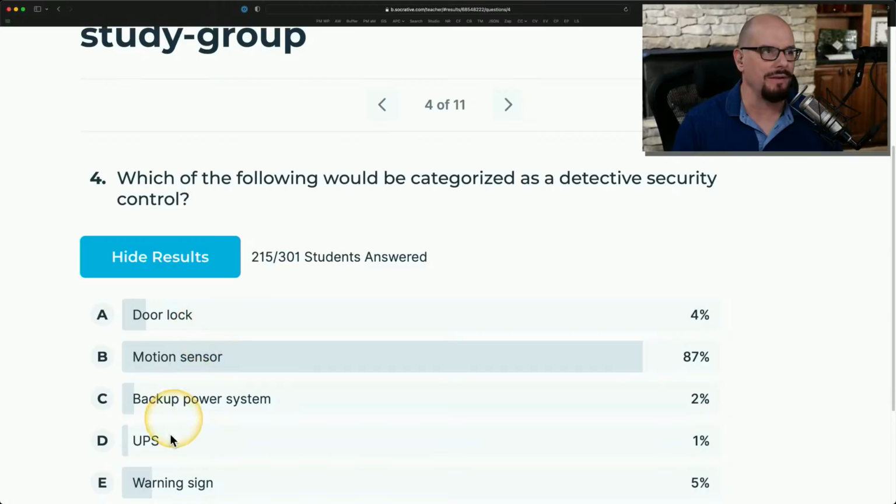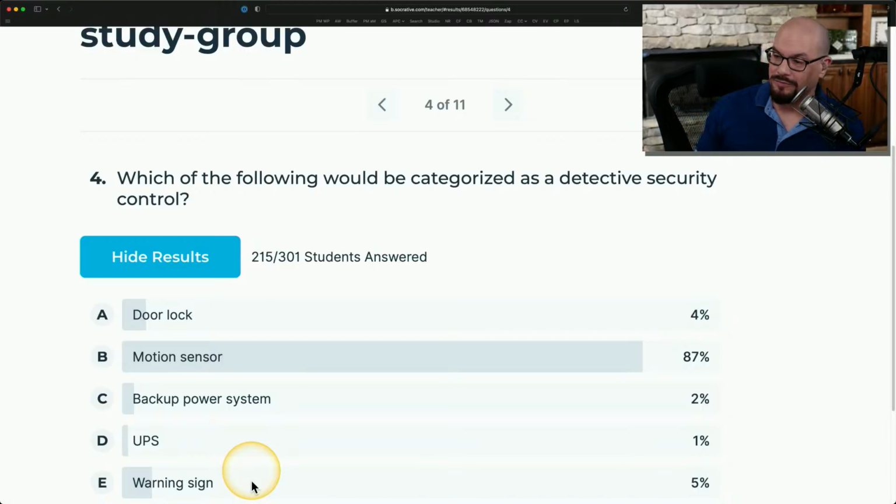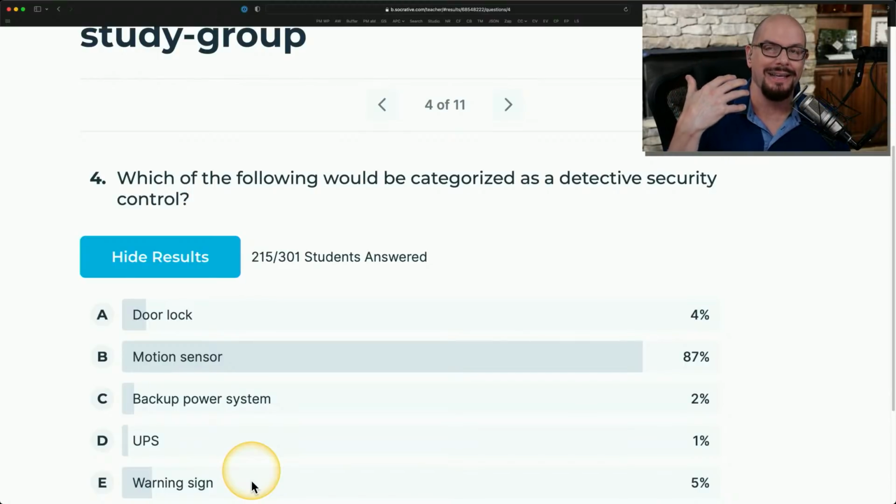And then lastly, we have a warning sign. Don't do this. I'm warning you. Does that detect anything from happening? No, it doesn't. Does it prevent someone from doing something? It might. But generally, it's just a warning sign. It doesn't actually stop anything. And we're looking for something that can detect that an event has occurred. Warning signs are completely passive. They're static. They don't tell you when something has occurred.